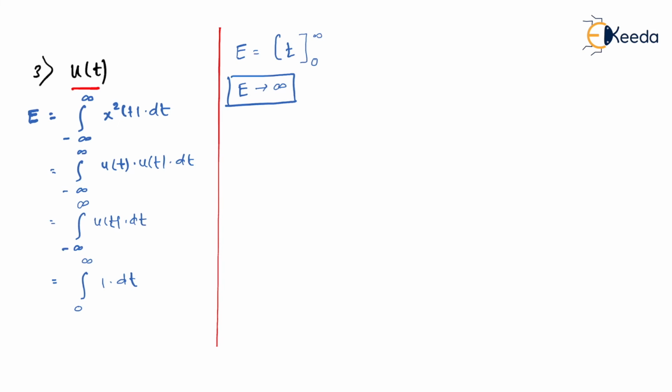So one thing you should be clear about: if energy tends to infinity, you cannot come to the final conclusion that it is a power signal, or that it is neither an energy nor a power signal. So we need to check the formula for power also. For a power signal, it is equal to limit T tends to infinity 1 by 2T integrating from minus T to T x square of t dt.